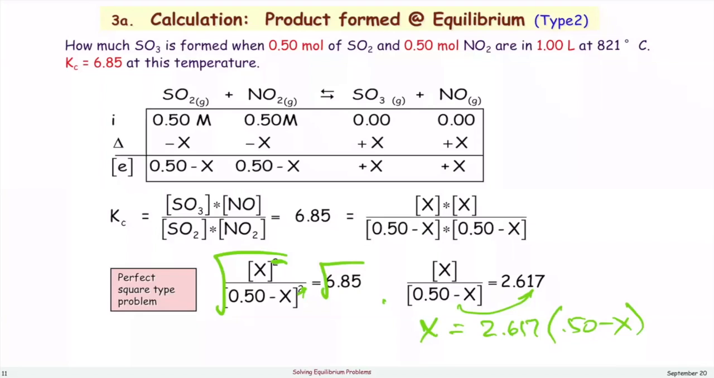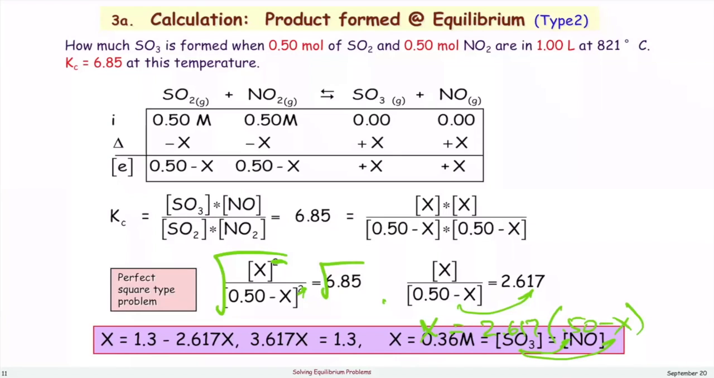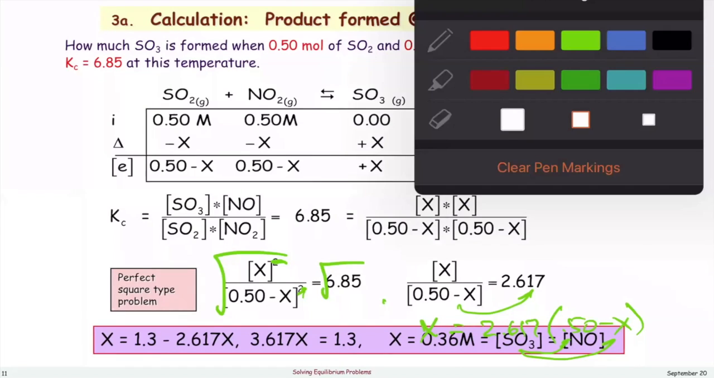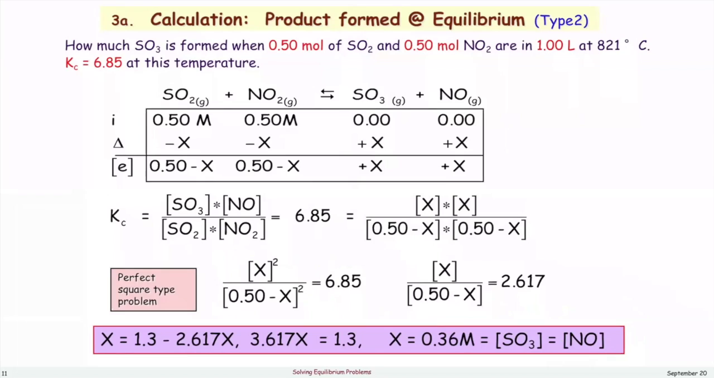You just multiply this out, and this is your answer. Okay, this is the term that you get when you multiply it out. You collect the x on one side and you solve for x, and you find out that x equals 0.36 molar. The other thing you need to do, and make this a habit, because it only takes a few seconds, is to double check that.